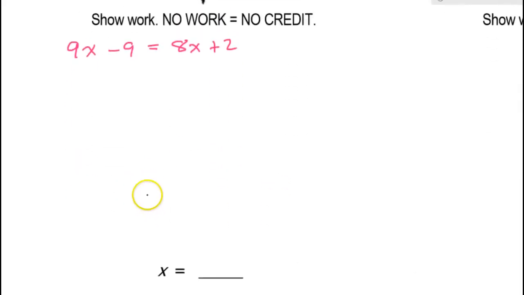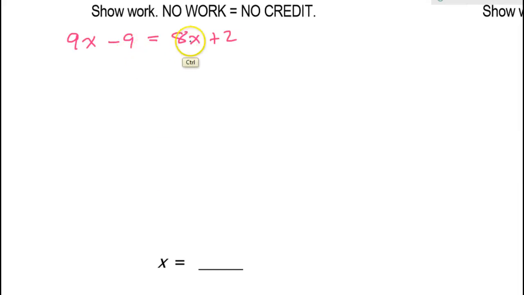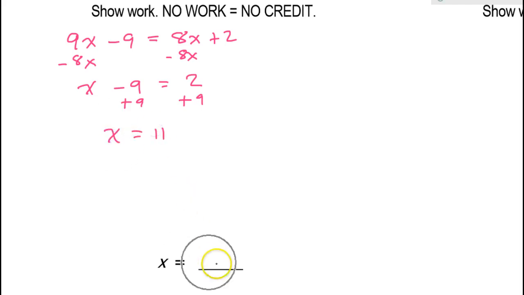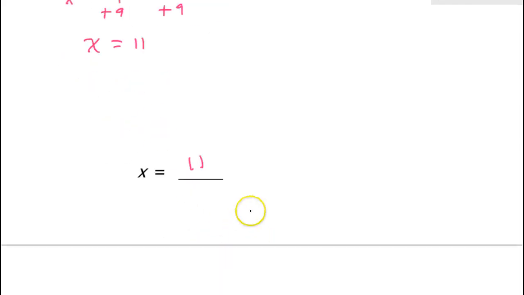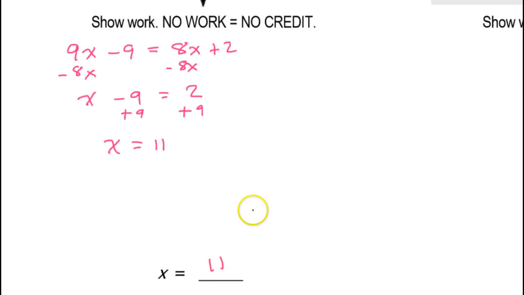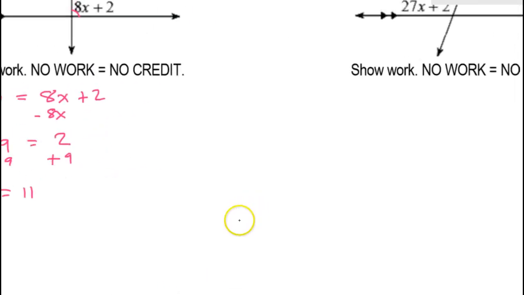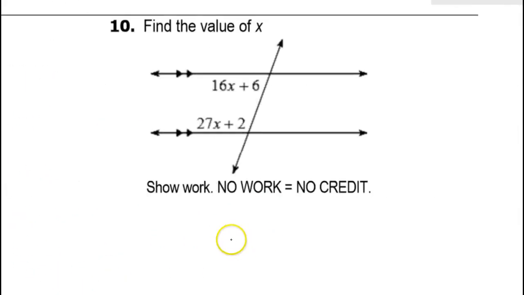These are congruent, so it's just a matter of solving this equation. I see variables on both sides, so I'm going to subtract to get them together. That's going to give me x minus 9 is equal to 2. Then I'm going to add 9 to both sides. So x is equal to 11. Are they going to ask us to find anything else? No, this time that's it. So that was number 9.